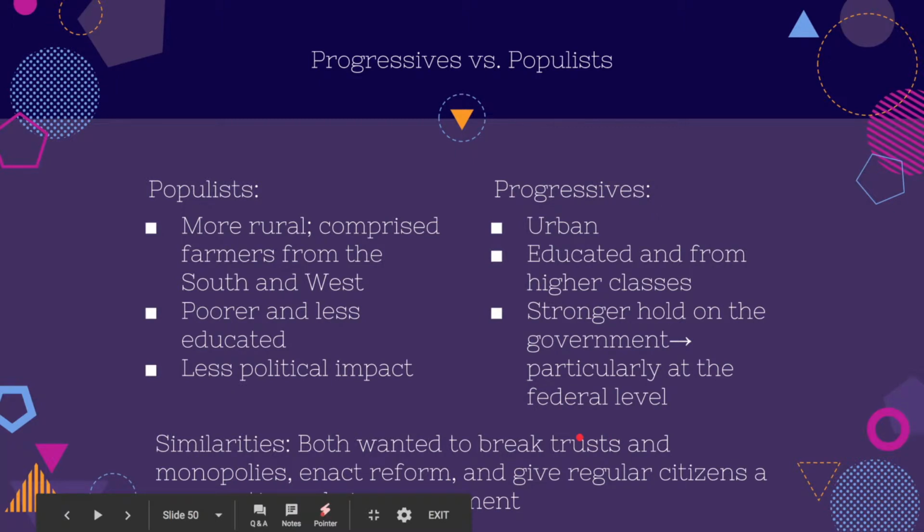Let's talk about differences, right? So the progressive era in general was much more of an urban movement, whereas populism was largely comprised of farmers from the South and West. Populism was, and progressivism for that matter, were not necessarily completely united, even if they had the same goal.